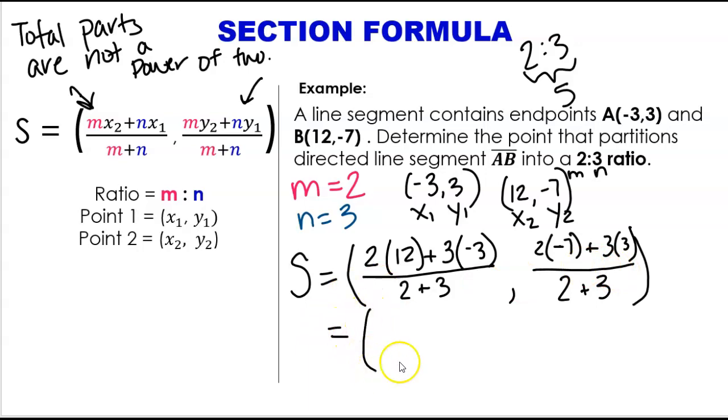Stick with me, guys, stick with me. So over here, I have 2 times 12, which is 24, plus 3 times -3, which is a -9. And then that is over 5. Then I have 2.